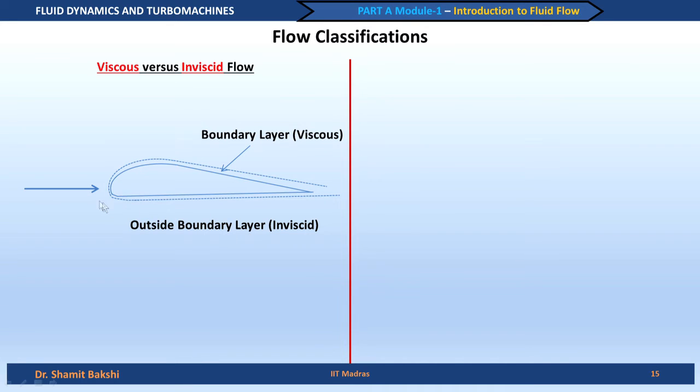For example, if this is an aerofoil and air is flowing past this aerofoil, the viscosity is the same within and outside the boundary layer. Or if it is a hydrofoil, then let us say water is flowing across this hydrofoil, the same viscosity is there for the fluid, water, inside and outside the boundary layer. But what is different is the behavior in terms of viscous forces.